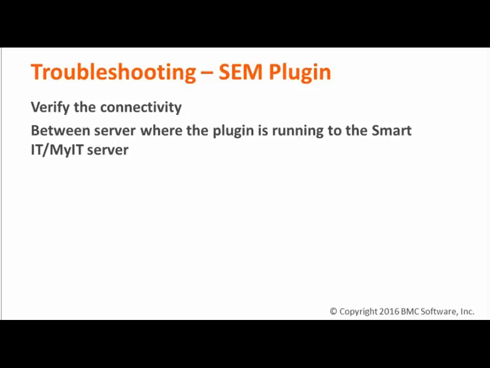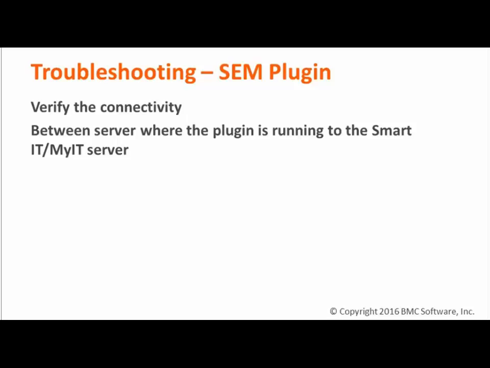The network is down, or something is wrong with the way the network is configured between the AR server and the SmartIT server. This is the communication channel that we want to be clean. We shouldn't be seeing any noise on this traffic, and we want the data to flow easily. So one of the things we want to check is the connectivity between the plugin, the server where it's running, and the SmartIT MyIT server.